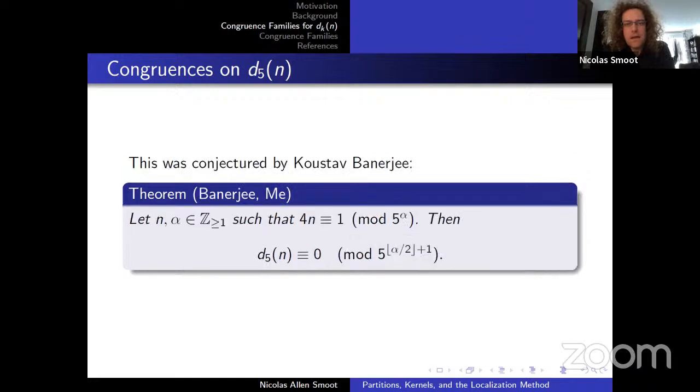And this was, I should say, discovered by my colleague Koustav at RISC, who is absolutely brilliant when it comes to making conjectures like this and finding these sorts of patterns. When n is the inverse of 4 mod 5^alpha, then d_5(n) is divisible by 5 to the floor of alpha over 2, plus 1. This generalizes the De Silva, Hirschhorn, and Sellers congruences, at least for a fixed k.